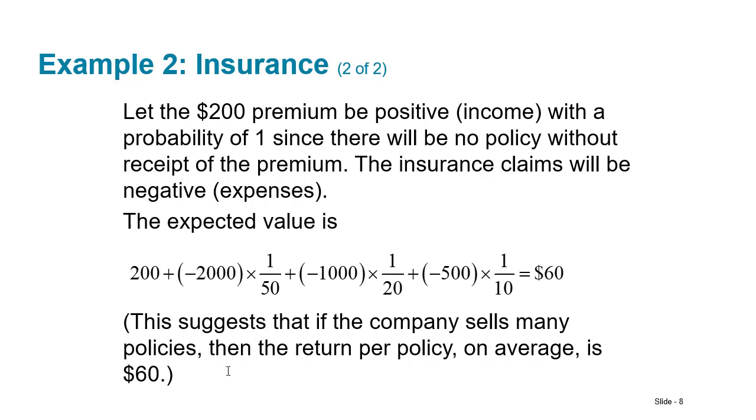So this suggests that if the company sells a policy for 200 bucks, on average, they should make 60, right? Some people will cost them more money, because obviously these people are costing them a lot of money, the 2000s, the 1000s, the 500s, when they only paid $200 for a premium. But all the other people who didn't make any claims are basically just giving them $200. And so it averages out that they make $60 per policy, and therefore they would want to sell as many policies as they can.